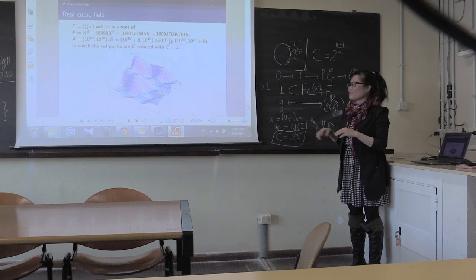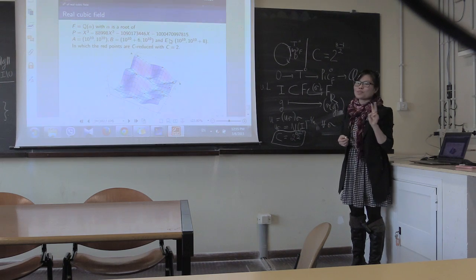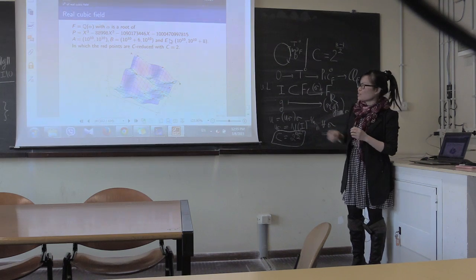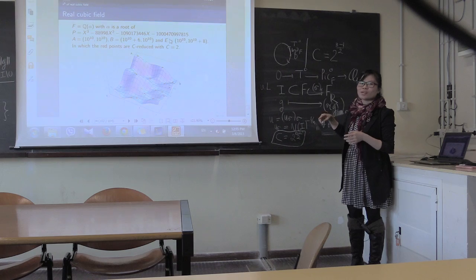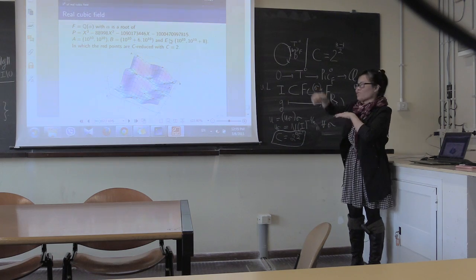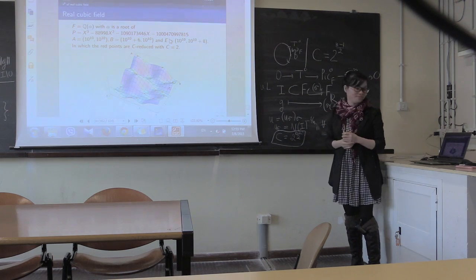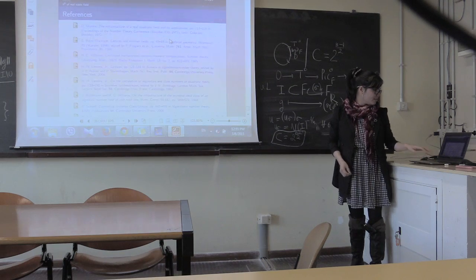Because Paris GP only plots 2-dimensional objects, it cannot work with this. But Paris GP can work with real quadratic fields. It can plot immediately in 1 second. Just enter it and you have the result immediately. And these are the references.